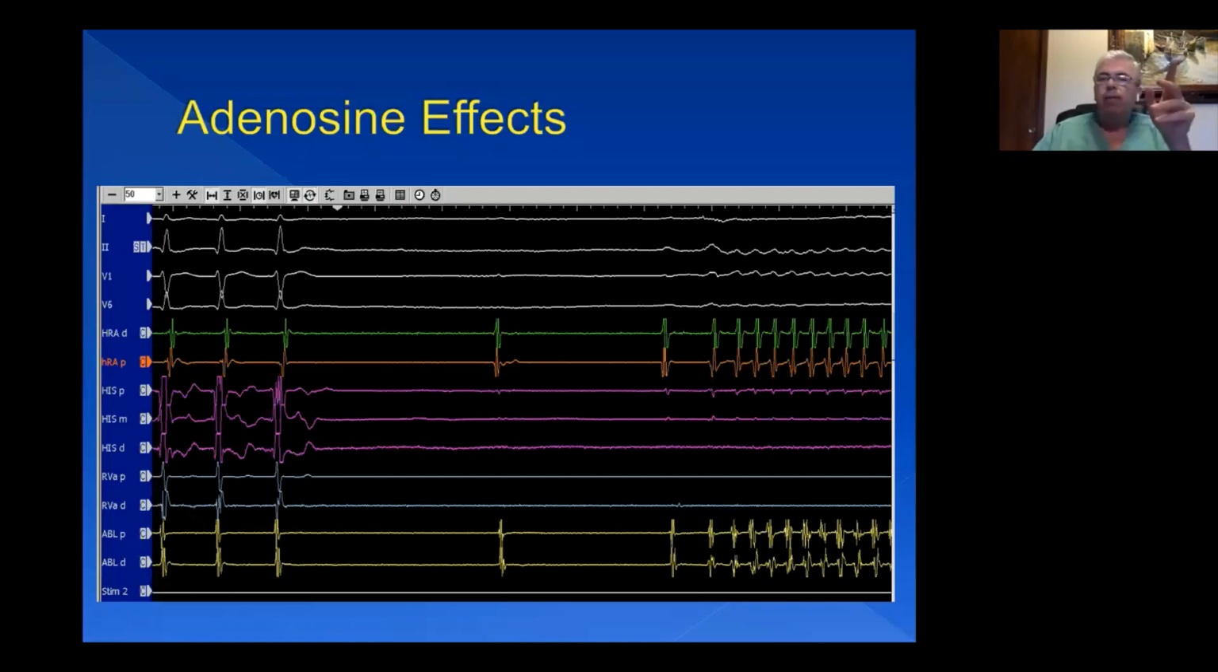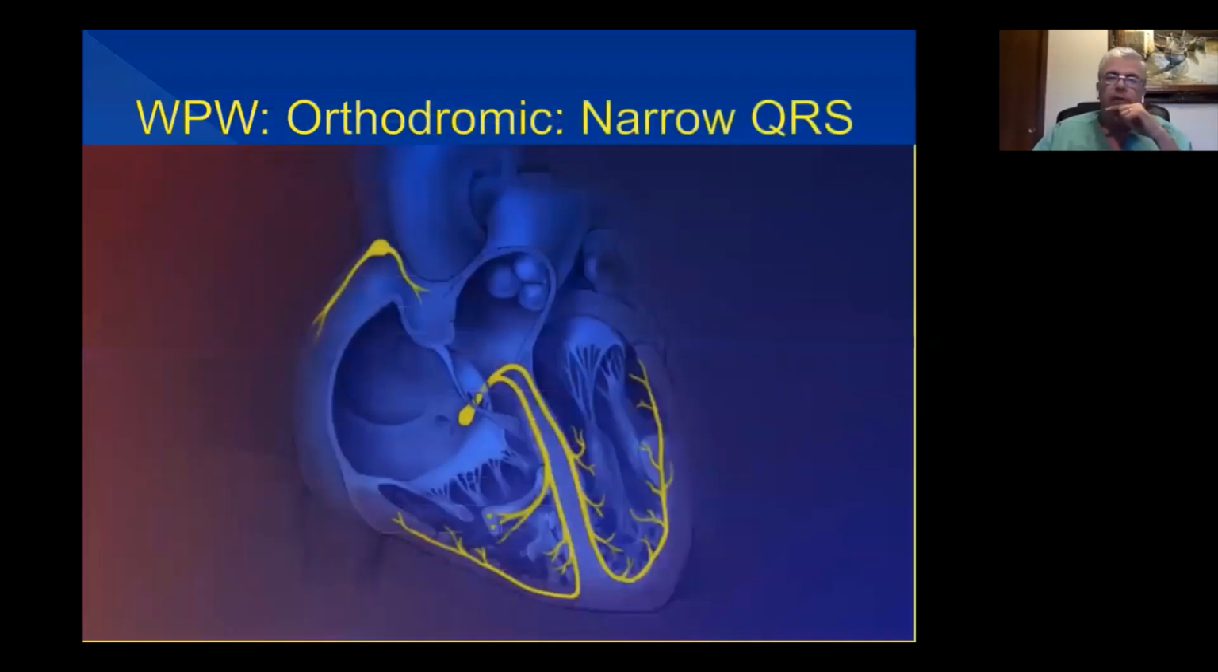So keep in mind, adenosine blocks the AV node. If it terminates the tachycardia, that circuit is dependent on the AV node. Always exceptions. I just mentioned focal atrial tachycardia, which at high enough doses of adenosine could be terminated as well, but you will see a P wave before the QRS in case of atrial tachycardia. And also adenosine can cause atrial fibrillation by shortening the atrial action potential or effective refractory period.